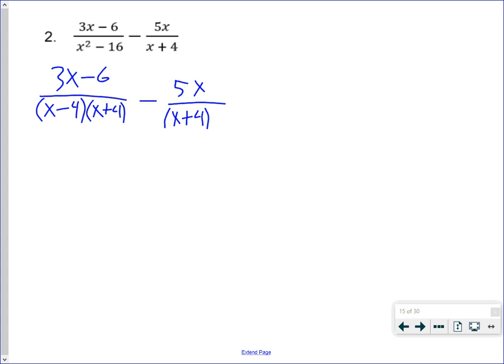With 3x minus 6, its denominator has everything that the other denominator has. The only thing the other denominator has is x plus 4, and the first expression already has it, so we don't need to mess with it. It just stays the same.